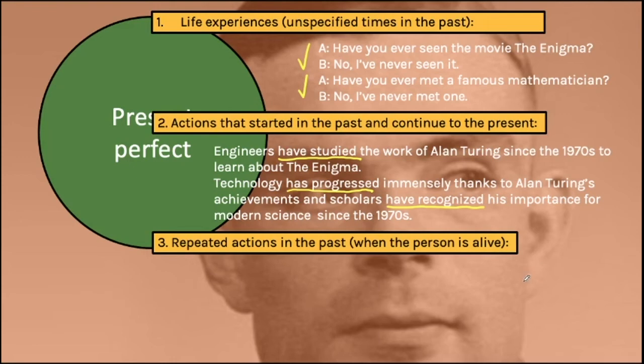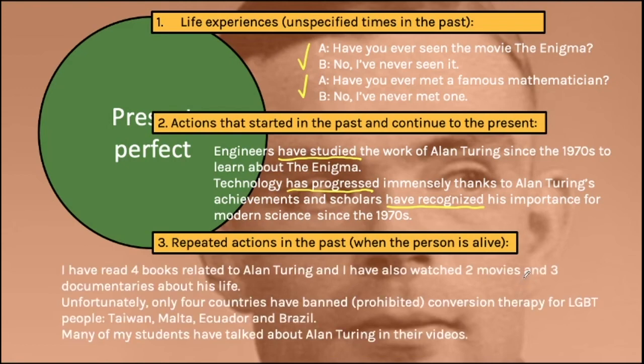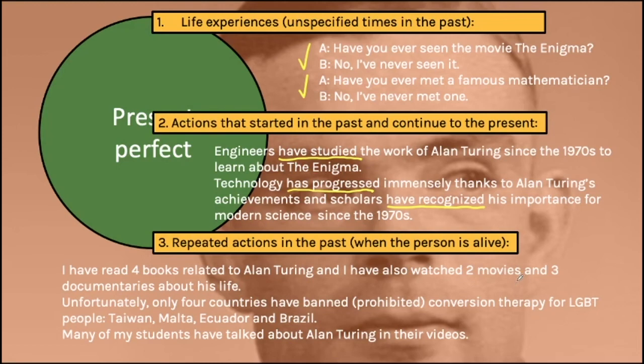Well, Alan Turing is not alive now, so we're going to use ourselves as examples because we are alive. I have read 4 books related to Alan Turing, and I have also watched 2 movies and 3 documentaries about his life. This is a repeated activity in the past, but do we know when it happened? No, we don't know when it happened. So we use the present perfect. I have read 4 books and I have watched 2 movies.